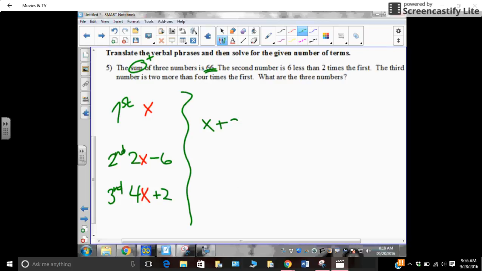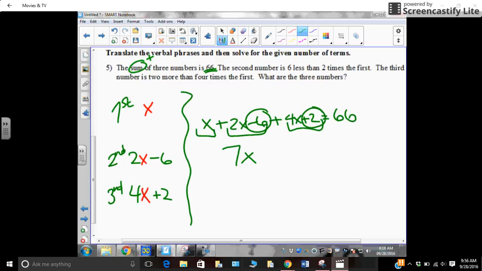We know that the sum of these three terms adds up to 66, so I can add each term to the next. Sum of 66, here's my first term, second term, third term. We have a total of 7 x's if I combine my like terms, and negative 6 plus 2 would give me negative 4, which gives me 66. Add 4, 70, divide by 7, x equals 10.